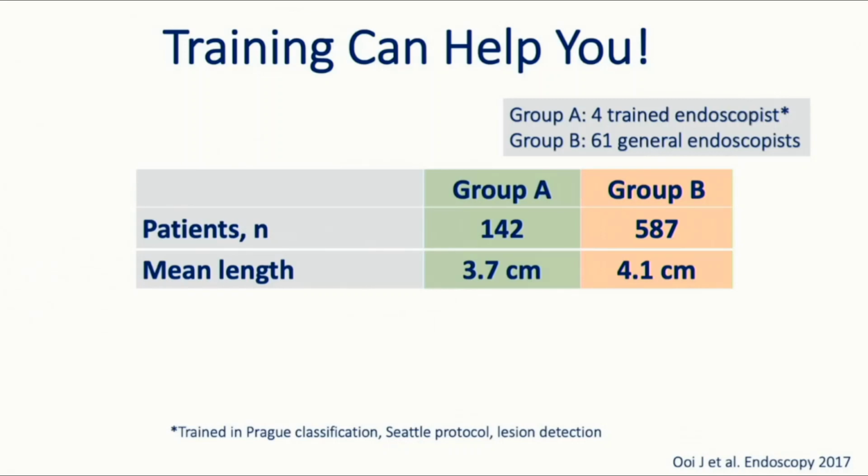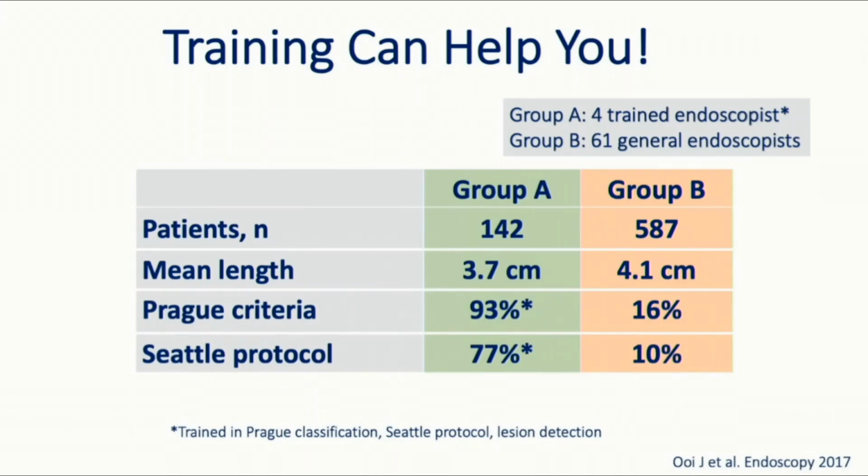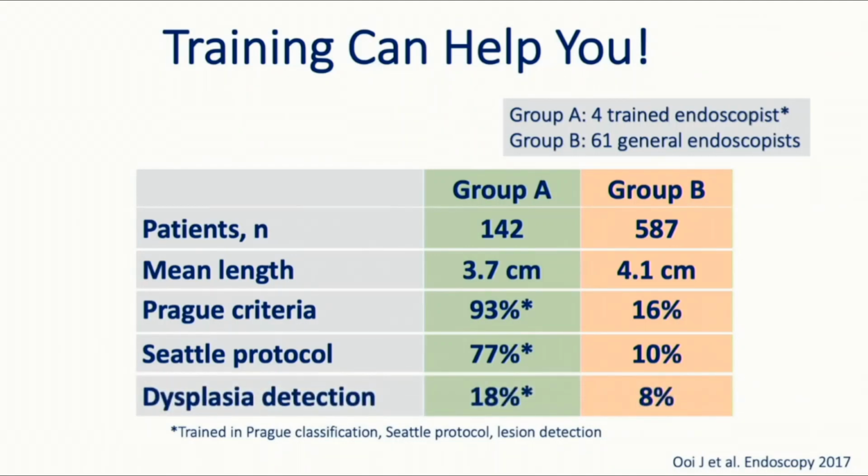You can see from this study that Group A endoscopists were more likely to follow the Prague criteria and the Seattle protocol as compared to Group B endoscopists. But more importantly, the dysplasia detection was significantly higher in Group A, the trained endoscopists. So all of us should try to be in Group A rather than in Group B so that we can improve outcomes of our patients with Barrett's esophagus in our patient population.